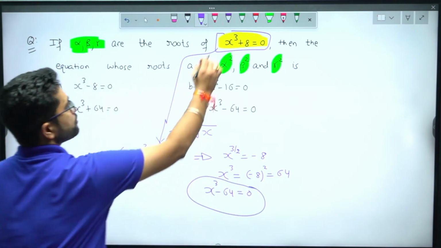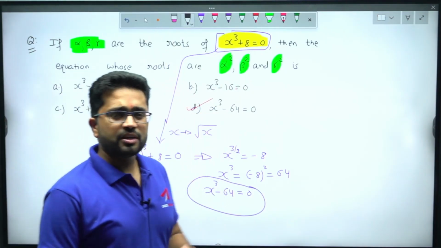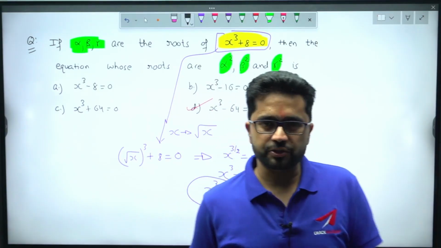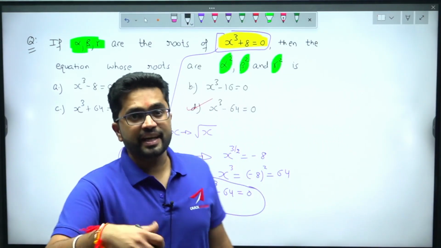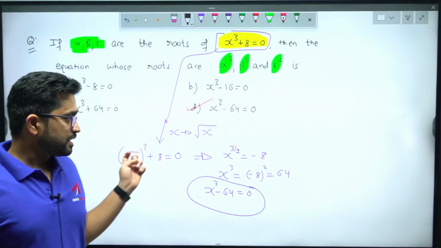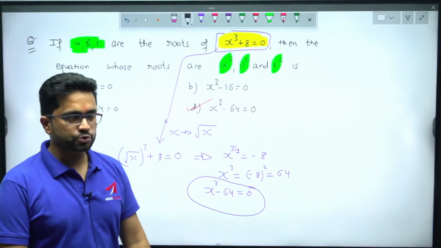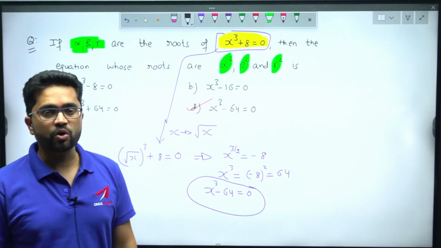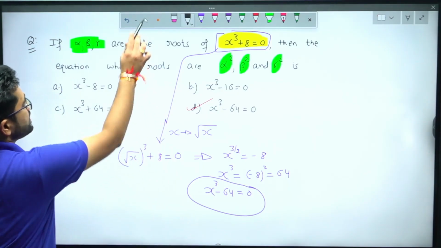Let's see the options. x^3 - 64 = 0, option D is there. So this is how we can apply the concept of transformation. Transformation will give you the idea of how to trace the desired equation. In this case, since it was x^(3/2), I squared both sides to get the desired cubic equation, or the equation in cubic format. Now let's move further.